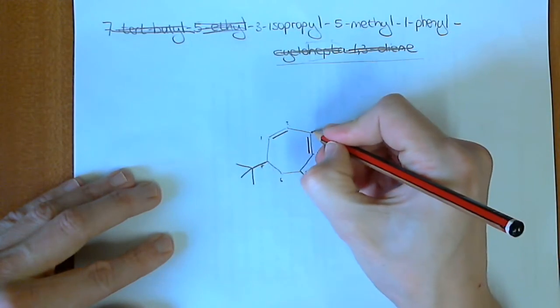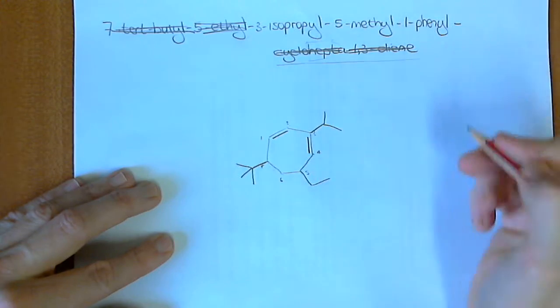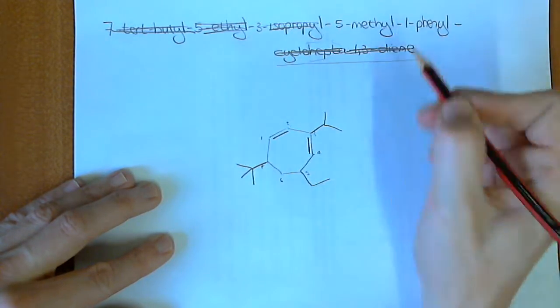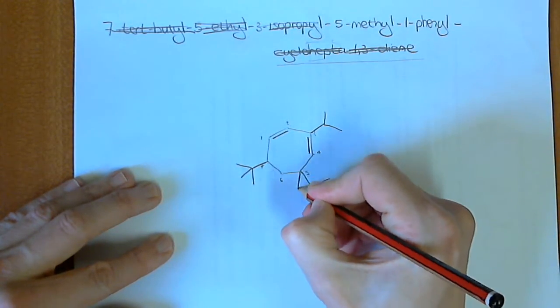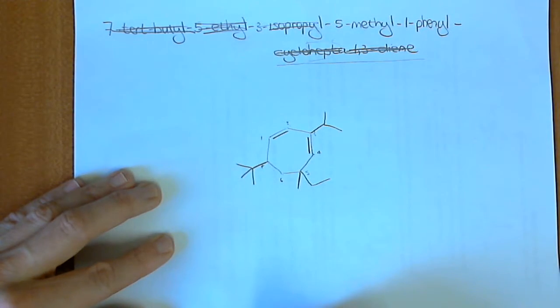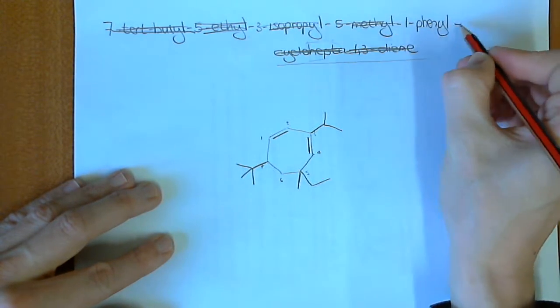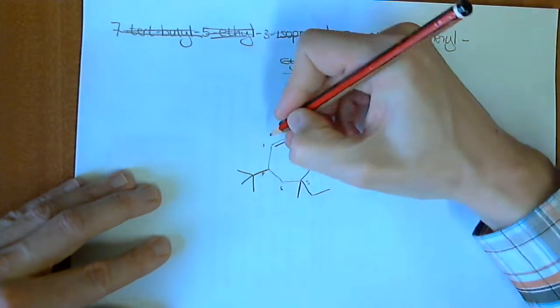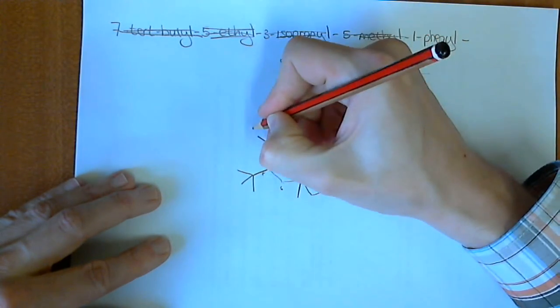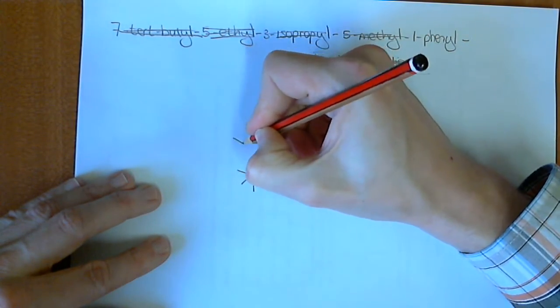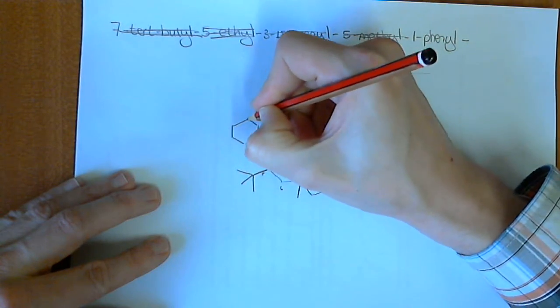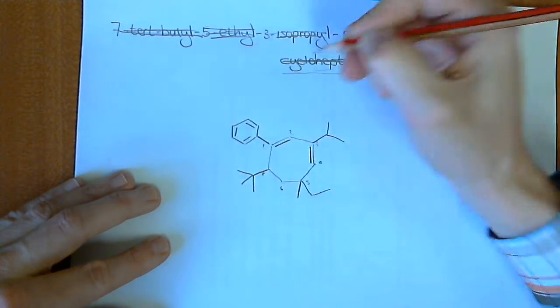So we've dealt with that. Isopropyl group in position 3. Isopropyl group dealt with. Methyl group in position 1. Methyl group. And then finally a phenyl group, which is a benzene ring, and that's a 6-membered ring. The aromatic ring, and it looks like that.